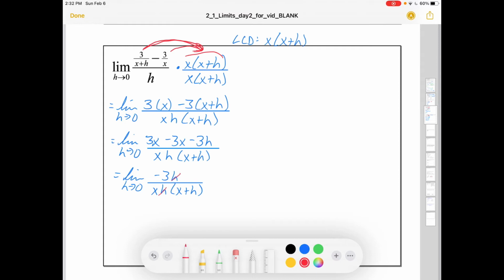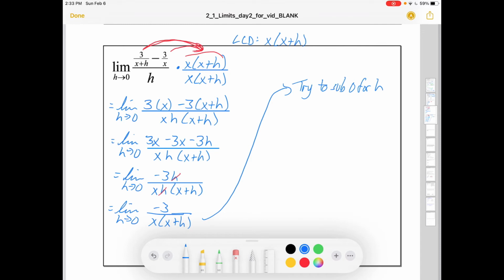Here's what can truly divide out, is the h's. And those particular h's. So I'm left with negative 3 over x by x plus h. You might say at this point, well, that's no better because we still have an h on the bottom. But is it the kind of h that causes you a problem? Let's try to sub. Try to sub 0 for h. Okay, so that will give us negative 3 over x by x plus 0, or negative 3 over x by x, or negative 3 over x squared.